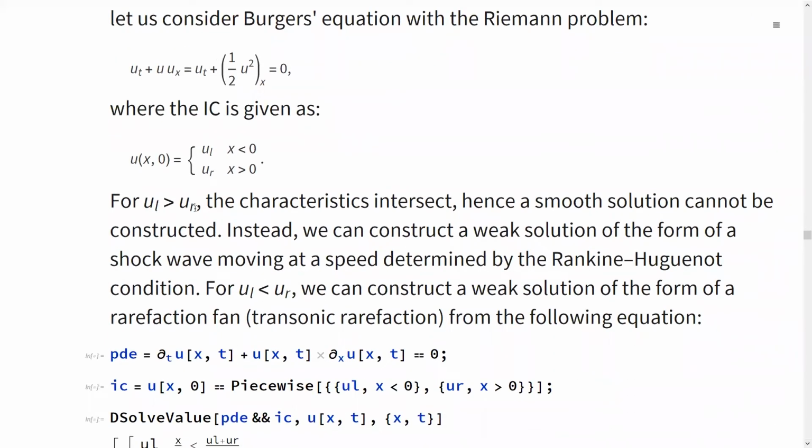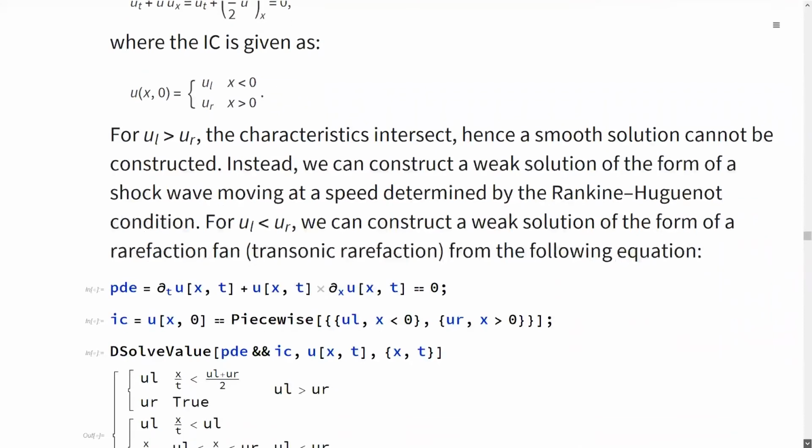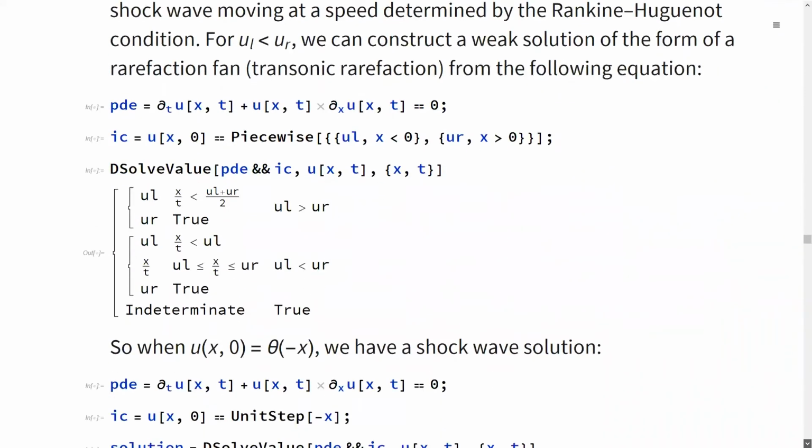When UL is greater than UR, we have a weak solution in the form of a shock wave. And when UL is less than UR, then we have a rarefaction fan solution. So let's see this on an example.